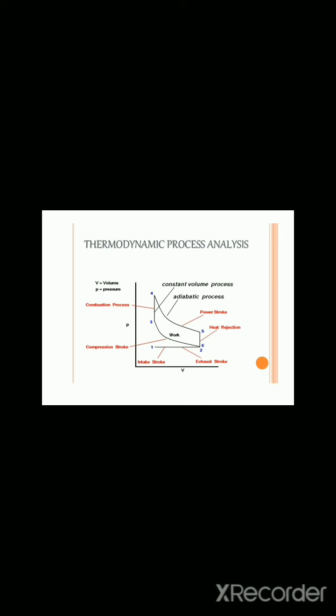The combustion process is in 3 to 4. The compression stroke is in 2 to 3. Then the power stroke process, which is a constant volume process, also called an adiabatic process, is in 4 to 5. And the last process is 5 to 6, the heat rejection process. This whole process is called the thermodynamic process analysis.